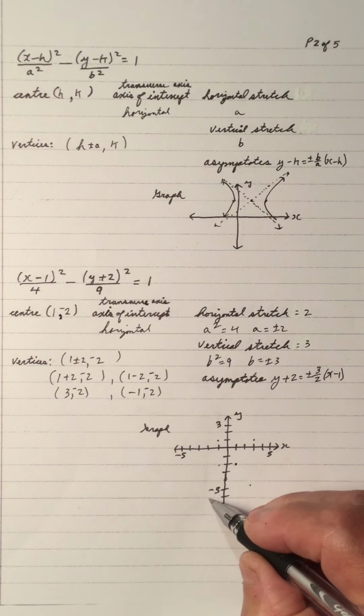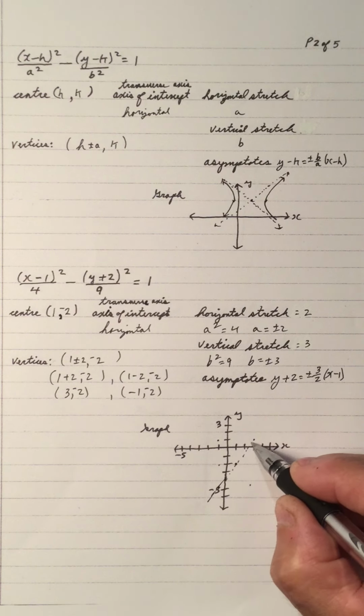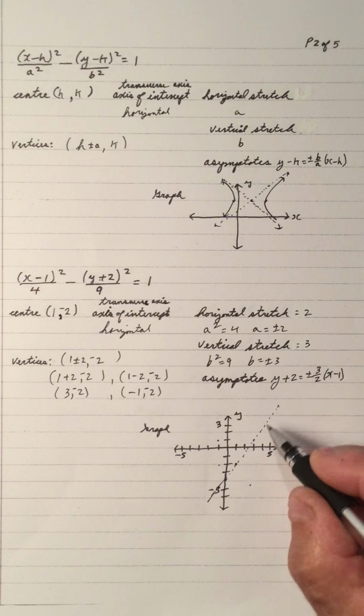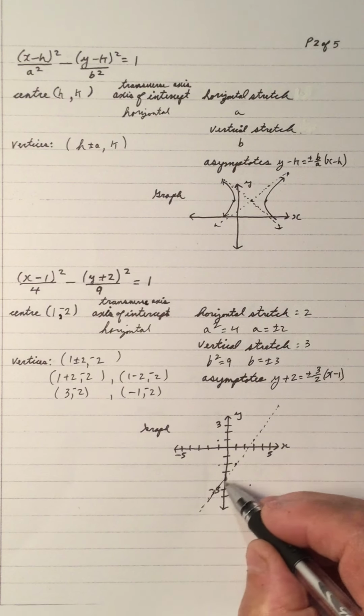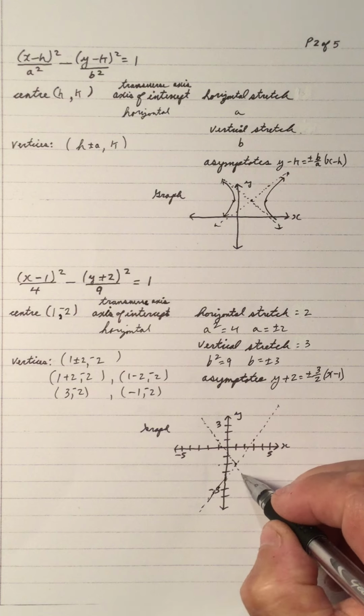And so we draw the asymptotes as a broken line. Better be careful. The asymptote is not a solid line, it's broken. And there are two of them.